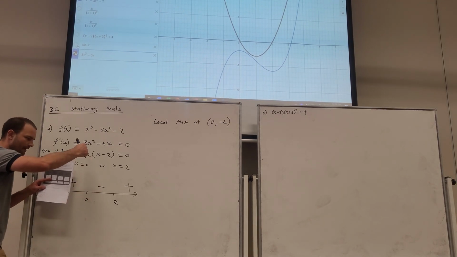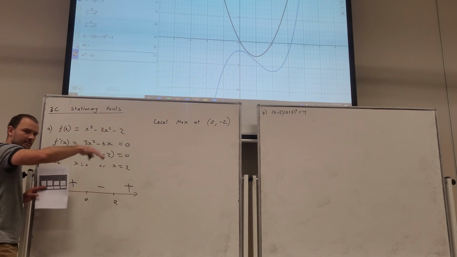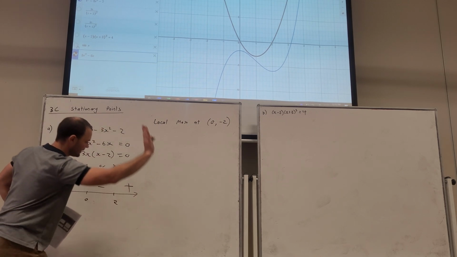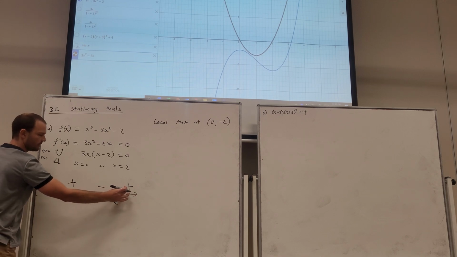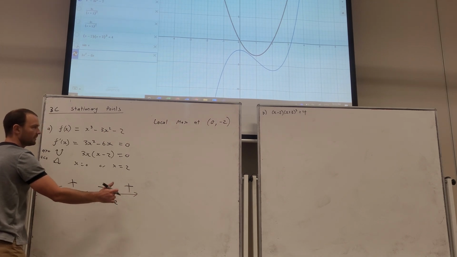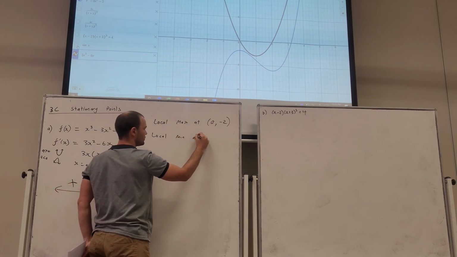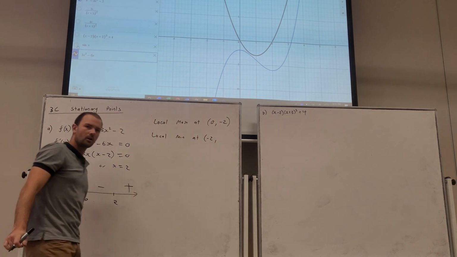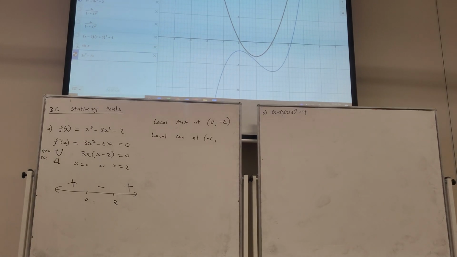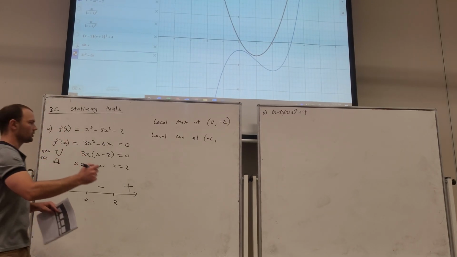When x is 2, we have a local minimum. It's decreasing and then increasing. Negative slope and positive slope, that's our local minimum. We have a local min at x is 2, and we can G-solve it, or to find the y value, we can put it into the original function.